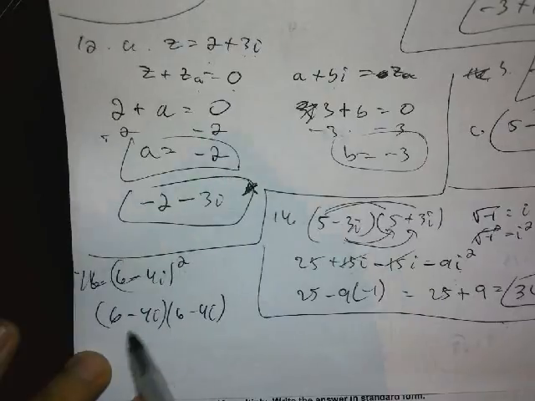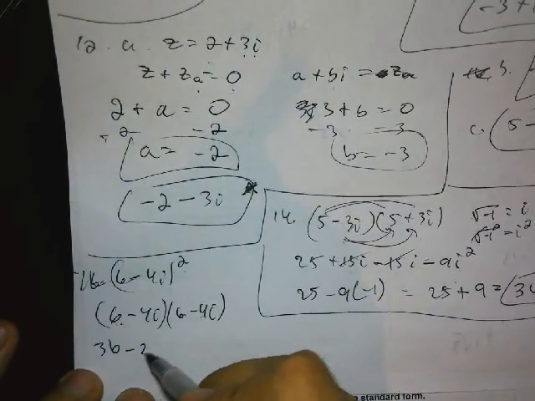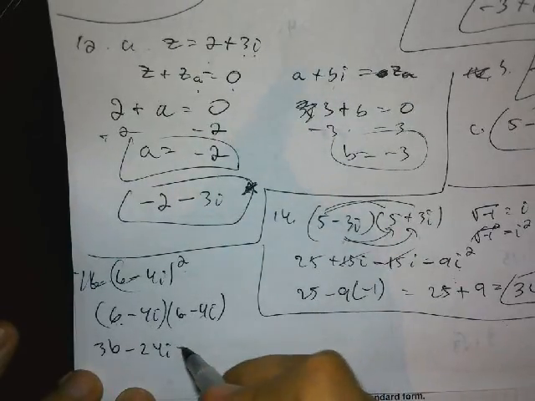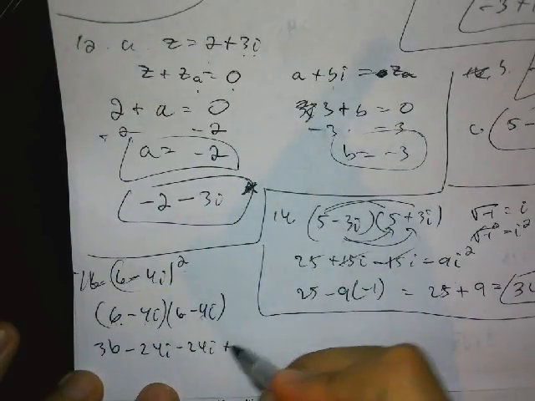6 times 6 is 36. 6 times negative 4i is negative 24i. Negative 4i times 6 is negative 24i. And negative 4i times negative 4i is positive 16i squared.